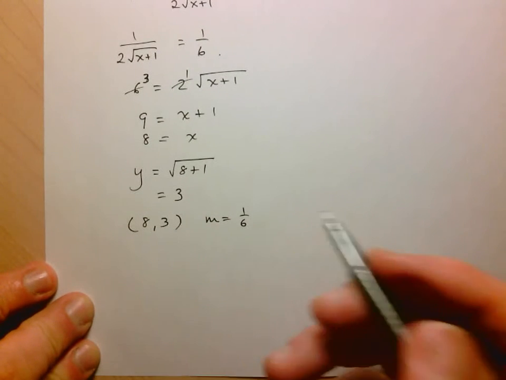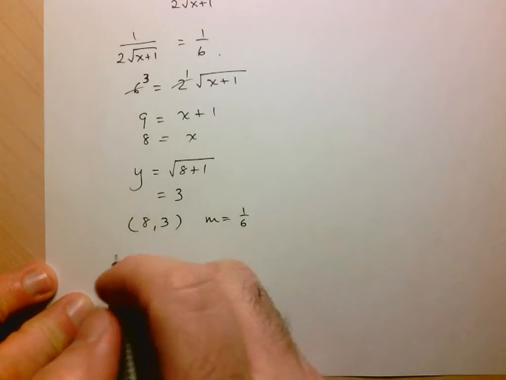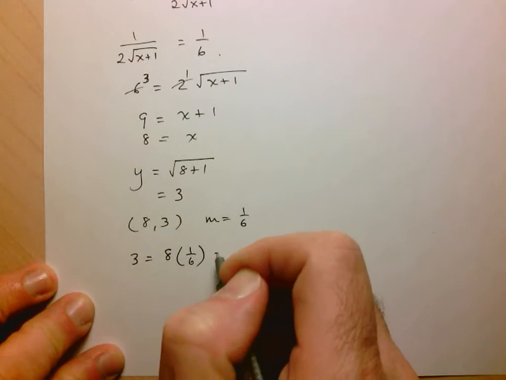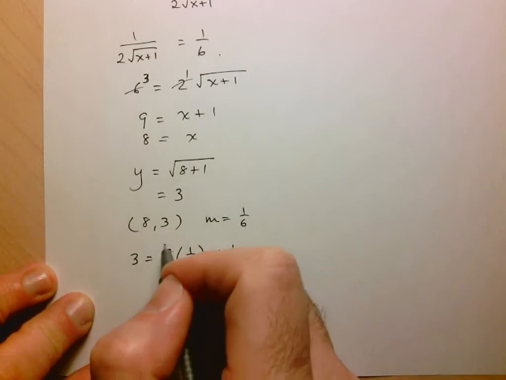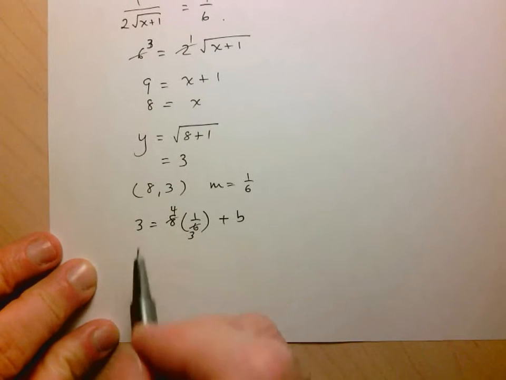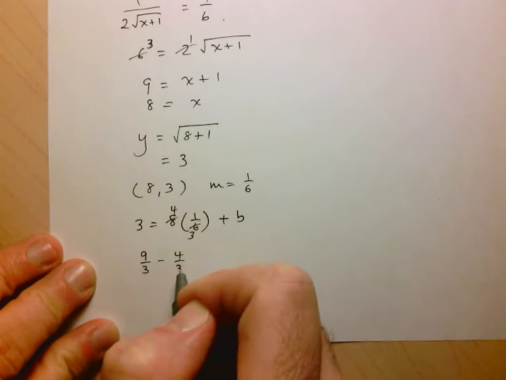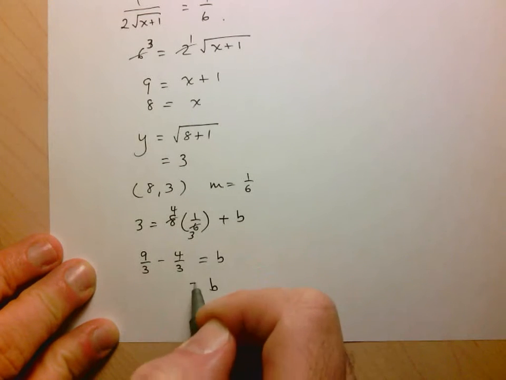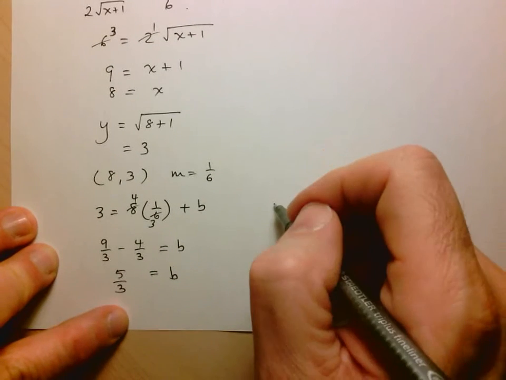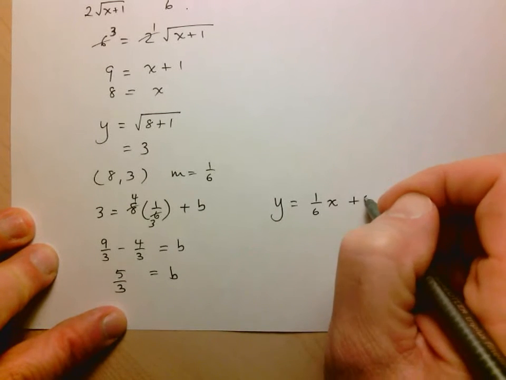There are a couple of ways you can do this, but I'll just throw this into y equals mx plus b and solve for the b value. So 3 is equal to 8 times 1 over 6 plus b. Reduce, this is 4 over 3. When I bring this over to the other side, I might as well put 3 as a fraction over 3, so 9 over 3 minus 4 over 3, and so b is equal to 5 over 3. My final answer is y equals 1 over 6 times x plus 5 over 3.